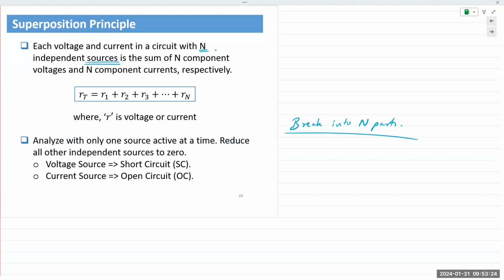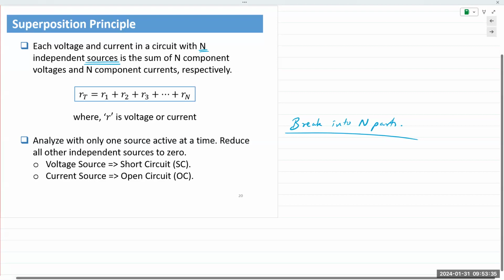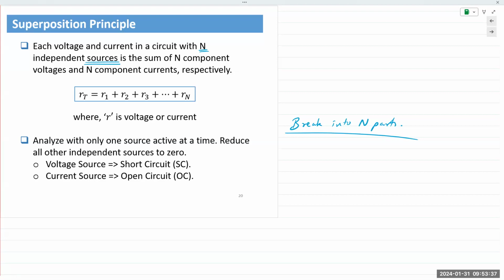Now, the way we do that is by reducing all the independent sources in a circuit to 0. And reducing a source to 0 simply means you take a voltage source and replace it with a short circuit, and you take a current source and replace it with an open circuit. And we will see how we do that.